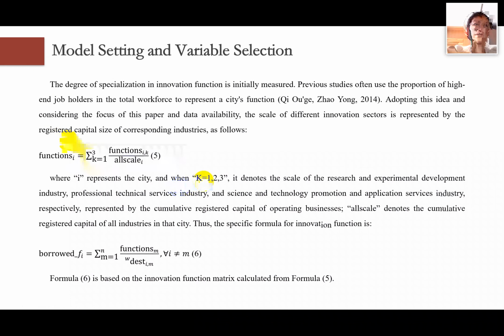And the cities when k equals to 1, an application service industry. So when k equals to 1, 2, and so on, it demonstrates the registered capital of all industries in the city we are measuring. So based on the function 5 we have here, we changed it a little bit.